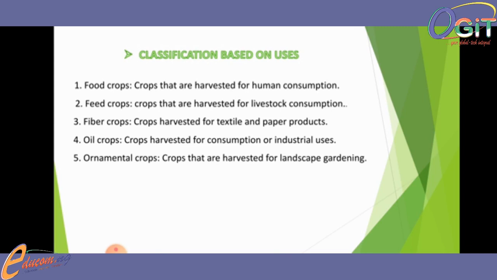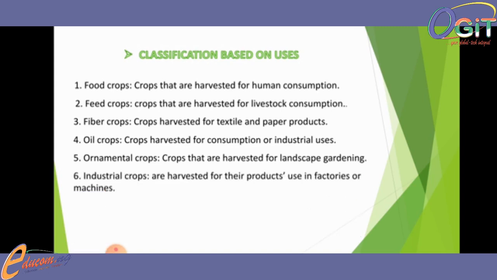Number 5, we have ornamental crops, which are the crops that are harvested for landscape gardening. That is, they are grown mainly for beautification, either of our environment or any other places. Examples are African white Indies, double Izora, Boina Monandra, and others.